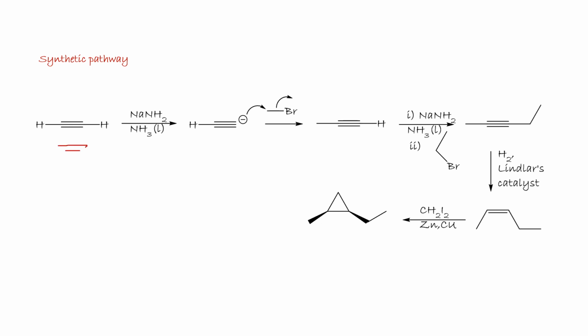So starting with acetylene, sodium amide and liquid ammonia form acetylide. Reacting that with methyl bromide will lead to methyl acetylene. Reacting this with sodium amide and liquid ammonia followed by ethyl bromide will lead to the formation of this alkyne. Reduction with a poisoned catalyst like Lindlar catalyst will lead to the formation of the cis alkene.